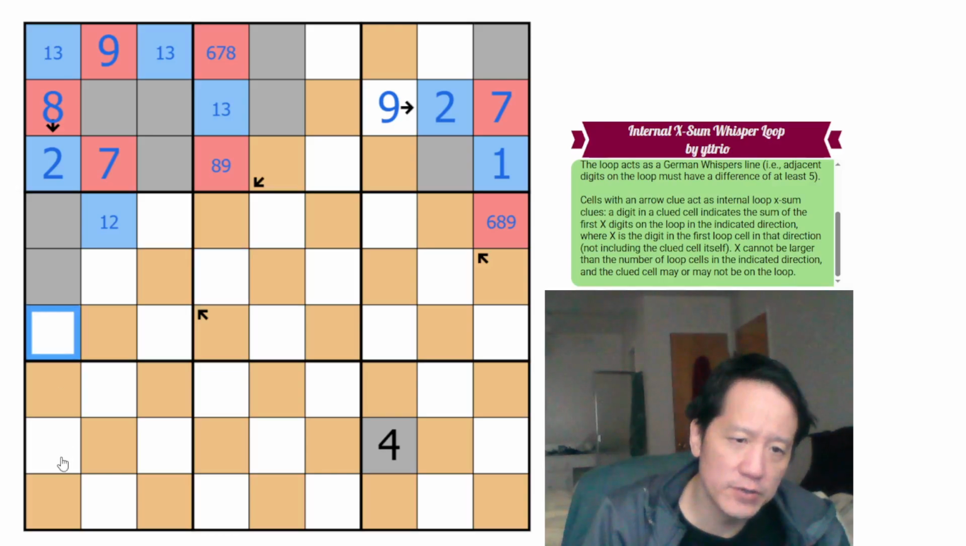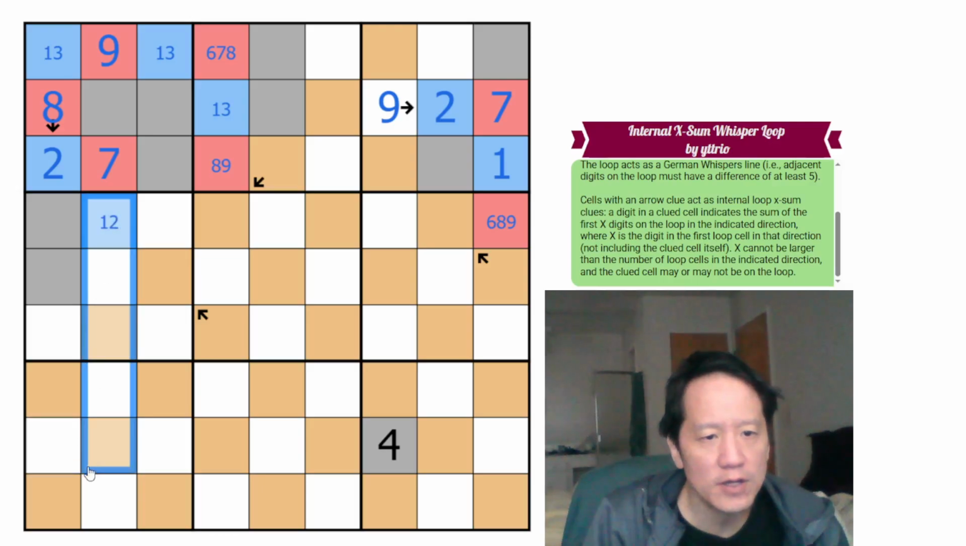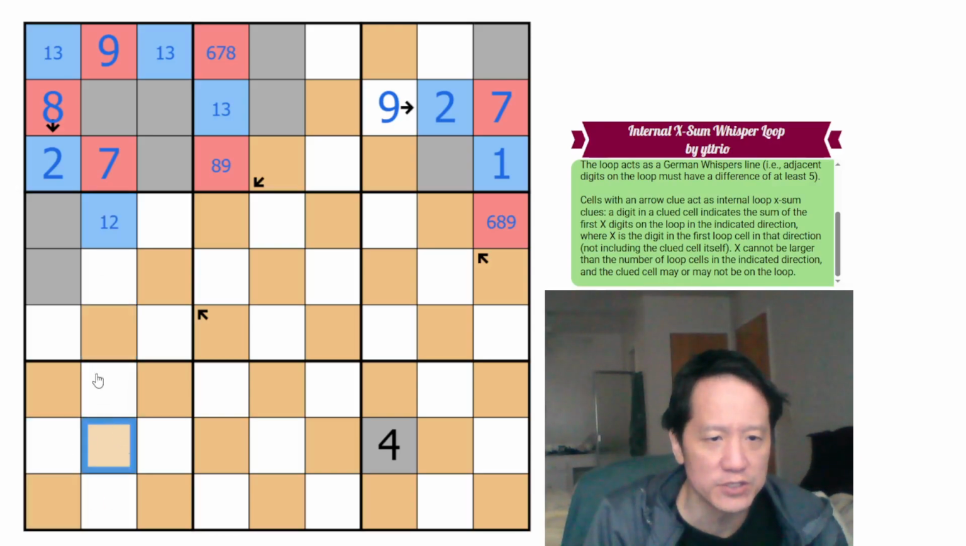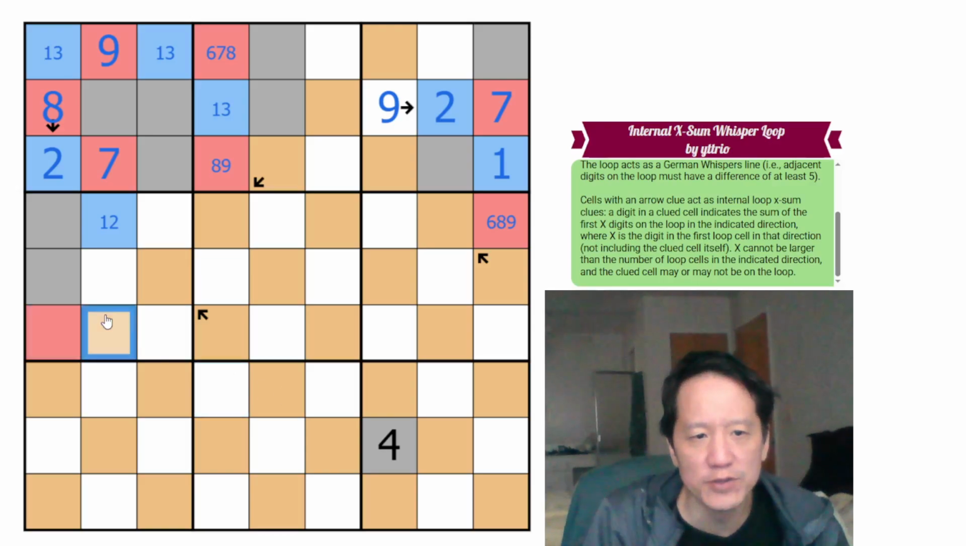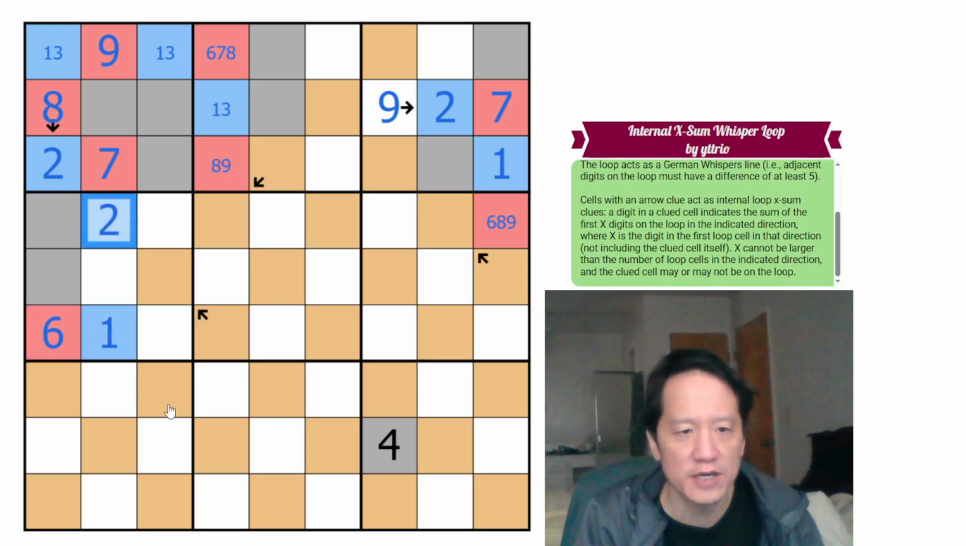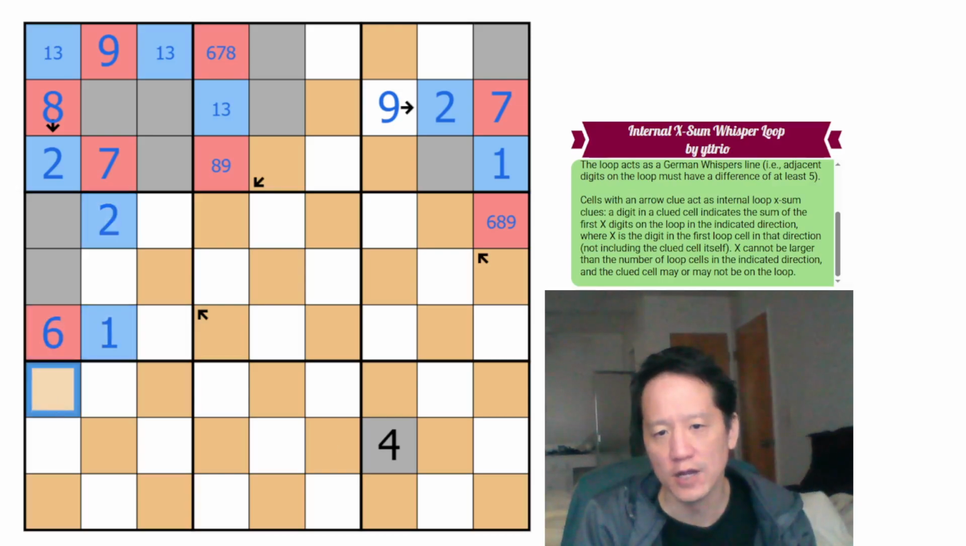So it either goes here as a 6 or here. Okay, and if it tried to go in here as a 6, the problem is it touches itself on its way out. Right? Because it cannot go this way because it's blocked by the rest of the loop. And if it tries going out this way, it will touch itself. So this does have to be on the loop, which means this has to be on the loop. So this must be a 6, which makes this a 1, which makes that a 2, because 6 can only be next to 1 on a German whisper line.